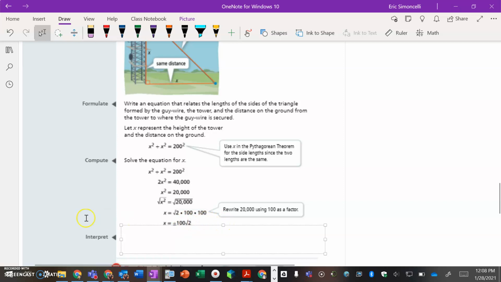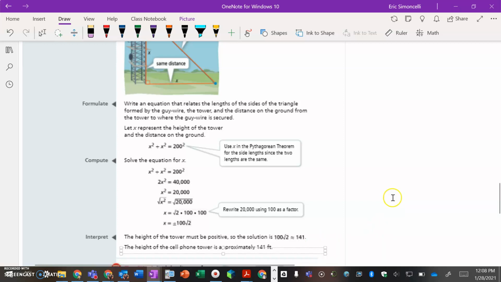Now we do have a bit of an issue though with the negative in front of the 100 root 2. Think about the actual application here in which you have an x here and an x there that, if you think about it, represent distances. So I'm not going to count the negative as an answer. When we proceed, the height of the tower must be positive, so the solution is 100 root 2, which is approximately 141, in this case 141 feet.